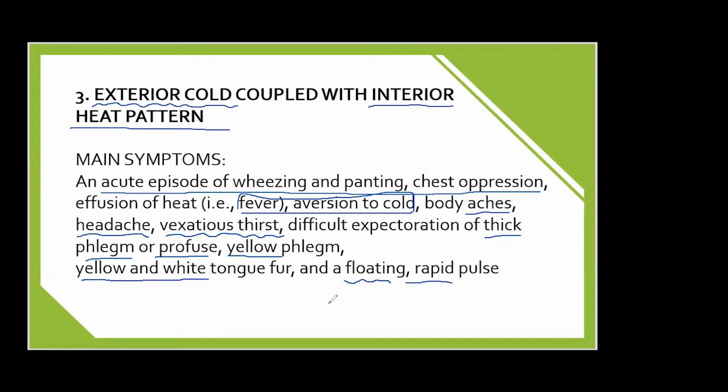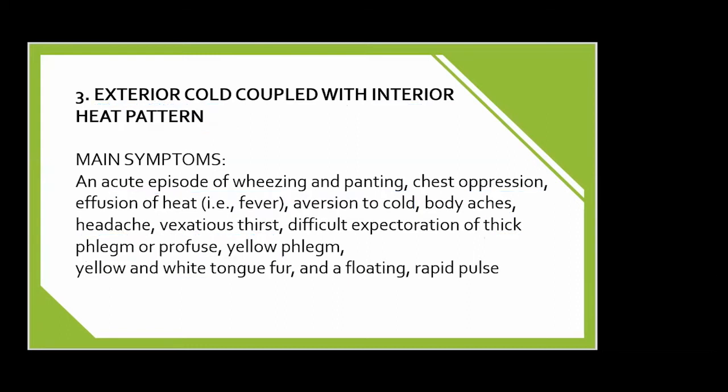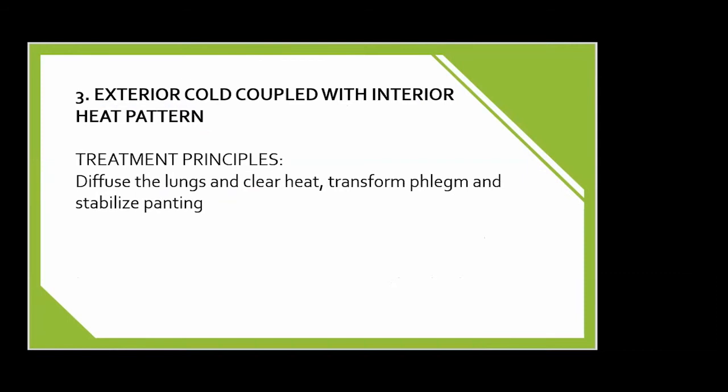So when we're talking about external cold with internal heat, because patients have internal heat symptoms, like thirst, possible constipation, dark yellow urination. That can come from originally a wind cold pattern, and then the pathogen transforms, goes internally, then changes to heat. So the treatment principle for this one: we're still diffusing the lung, clearing heat, transforming phlegm and stopping cough and asthma.